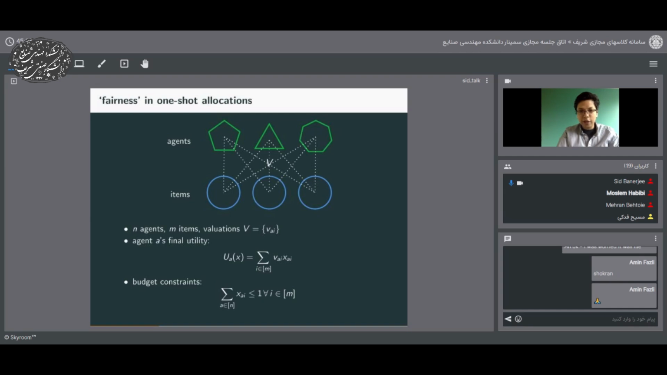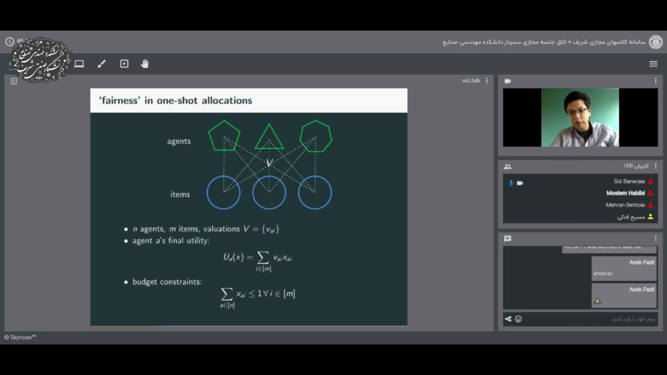And each agent A has some utility v_AI for item type I. What that means is if you give them x_AI units of item I, then they get a total utility of v_AI times x_AI for that item. And now their total utility is the sum over all items of the utility they get from each item. And as before, there's a natural budget constraint that the total share of item I given to the agents is at most one. It's the capacity of the item.